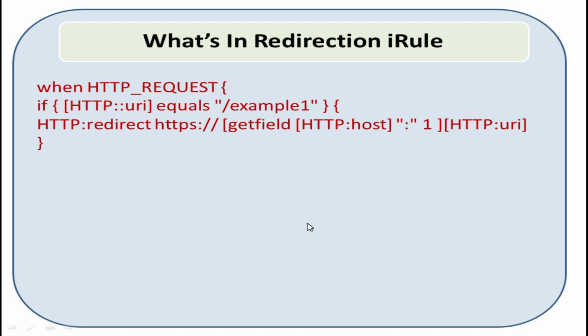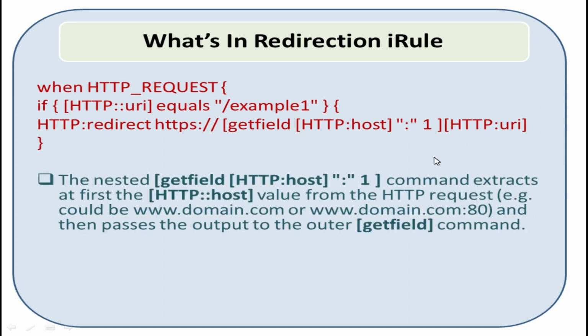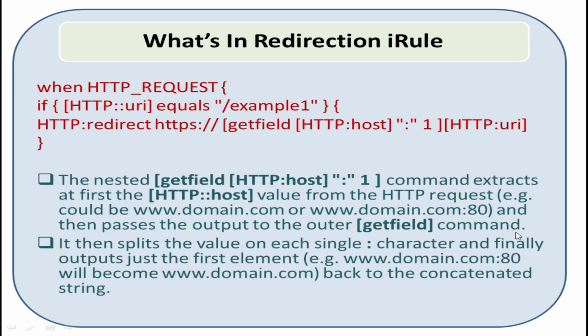Then the action is that we are redirecting the page, but again getField comes into the picture, what we were talking about some time before. This is how getField comes into the picture, and you can achieve your task using getField, remove the non-standard port and redirect to the exact host and exact URI, whatever it is.